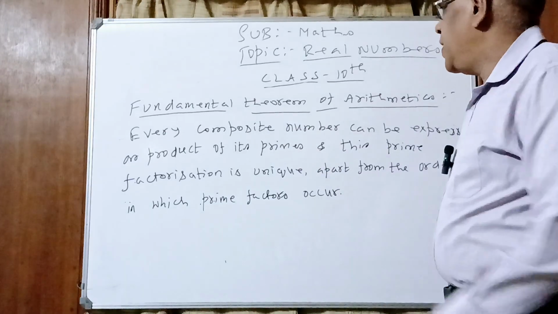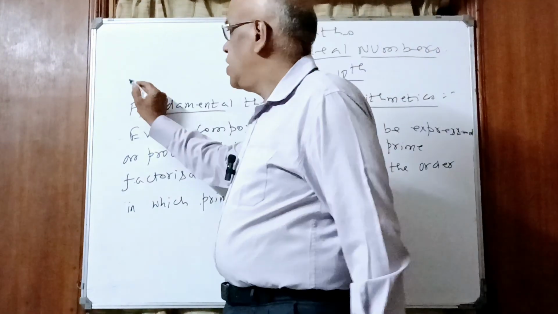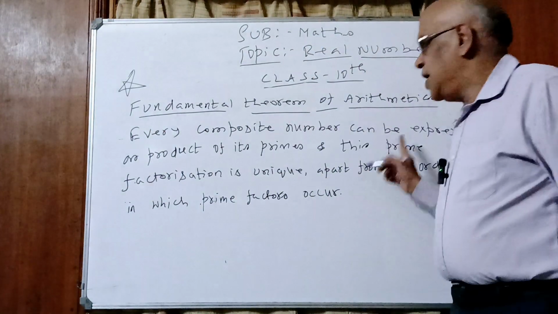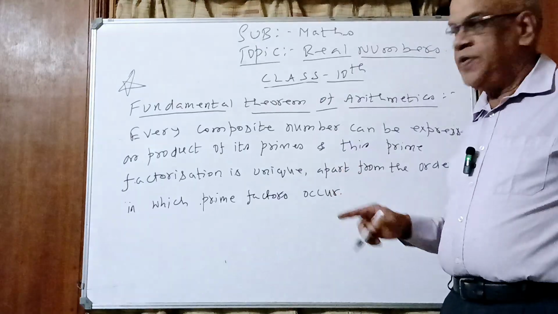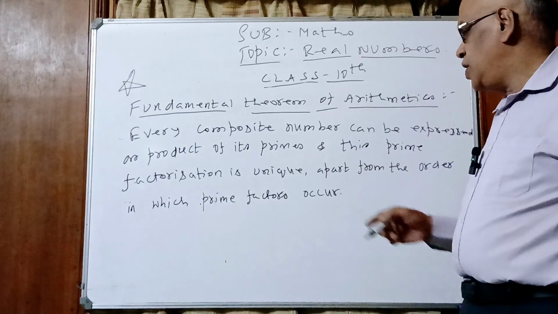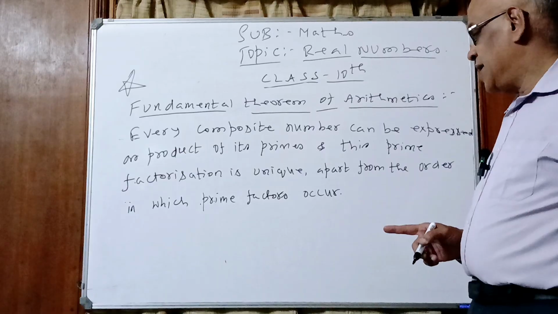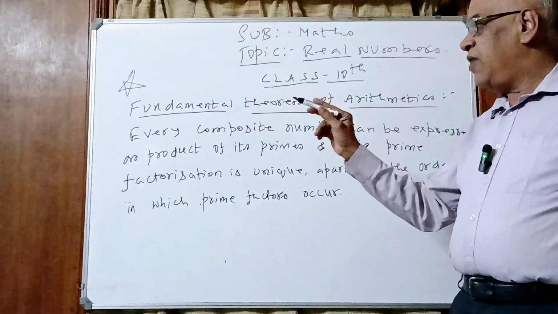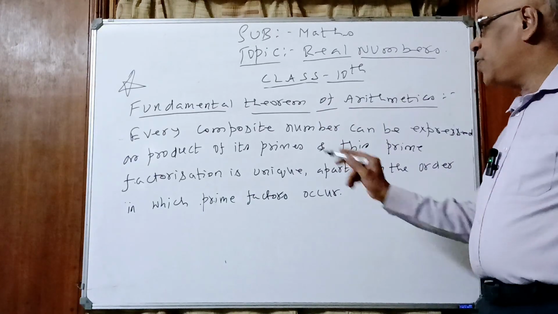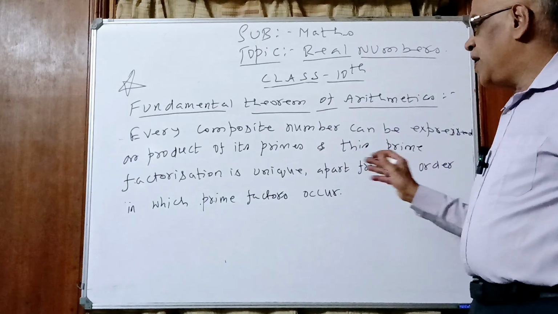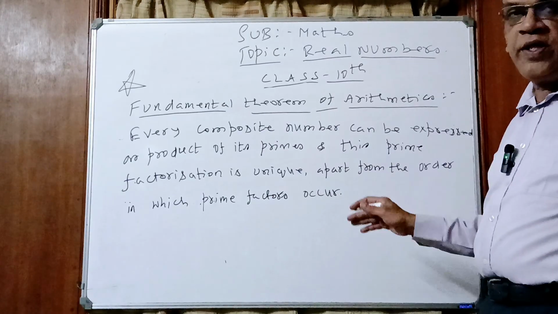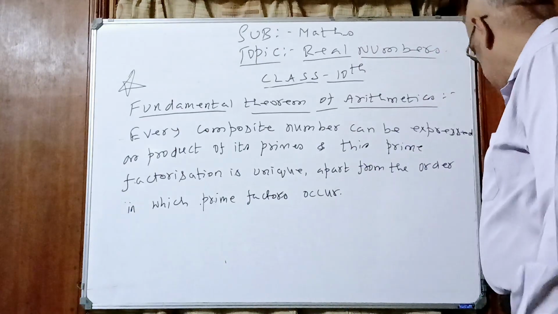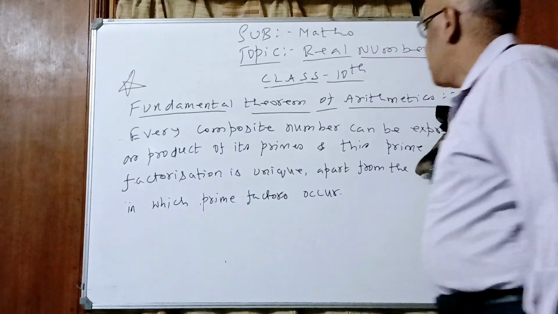Children, our next topic, a very, very important 1 mark question, fundamental theorem of arithmetic. Every composite number can be expressed as a product of its primes, and this prime factorization is unique apart from the order in which it occurs. Understood? What does the fundamental theorem of arithmetic state? Every composite number can be expressed as a product of its prime factors, and this prime factorization is unique apart from the order in which the factorization occurs. So this is a 1 mark question. Please practice, pausing the video. Understood, children? Analyze this.